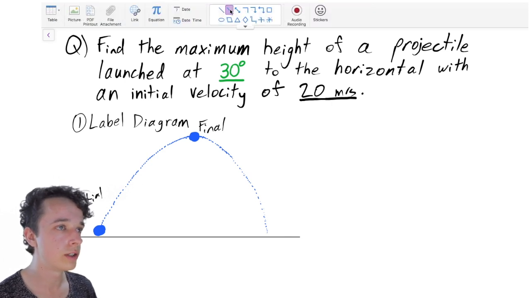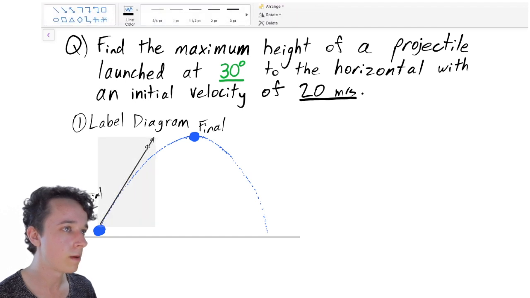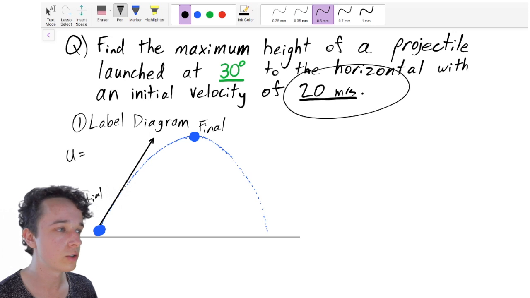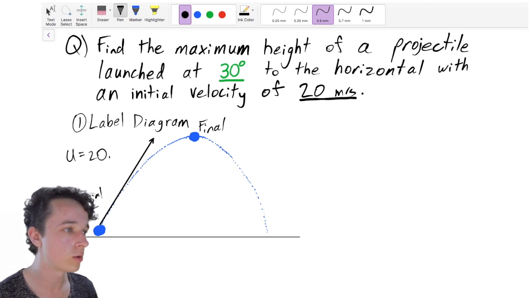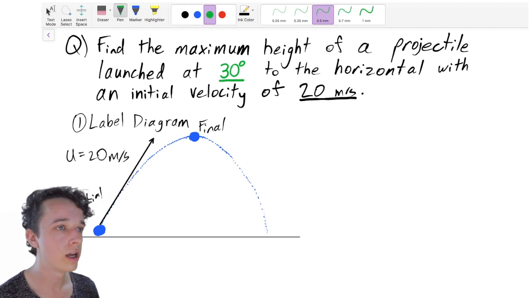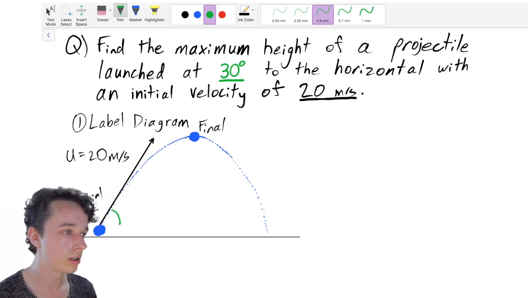The next thing I do is draw an arrow to indicate the initial velocity, and then label that arrow as U equals, what are we given in the question? 20 meters per second. U equals 20 meters per second. And you use U in HSC physics to represent initial velocity, or at least the magnitude of initial velocity. And then what else are we given in the question? Launched at 30 degrees to the horizontal. So that means that this angle here is 30 degrees.